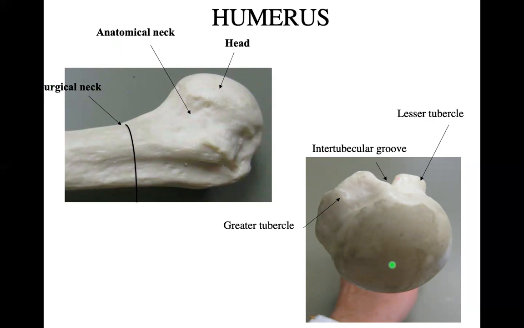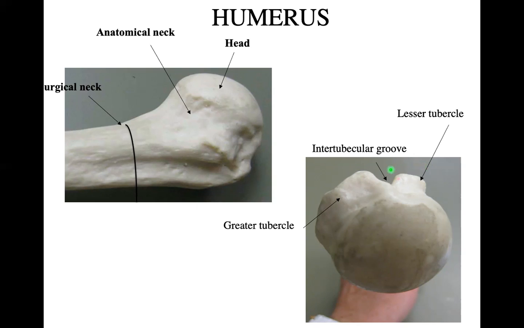If I'm looking from the superior view, so basically looking at the bone from the top, here is my head. I also see two processes or structures sticking out on the side. One is big and one is small. The small one is right here, and the big one is the more pronounced one right here. The smaller one is called the lesser tubercle versus the greater tubercle. And you have a groove right at the center, called the intertubercular groove.